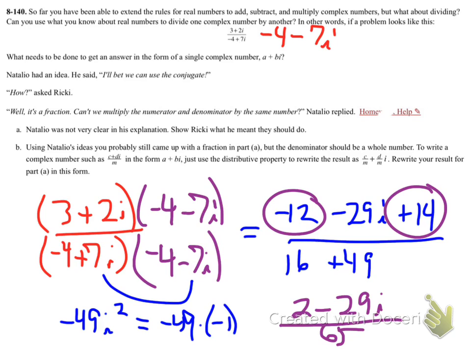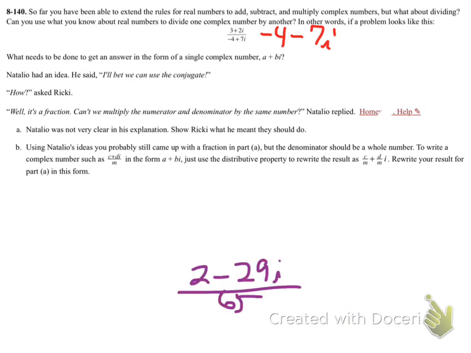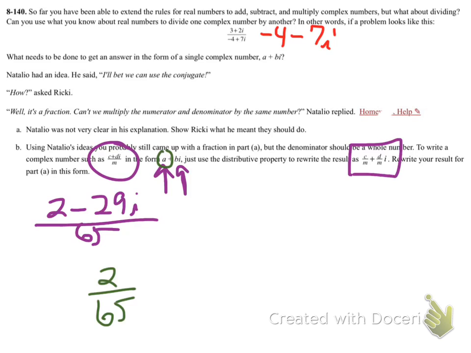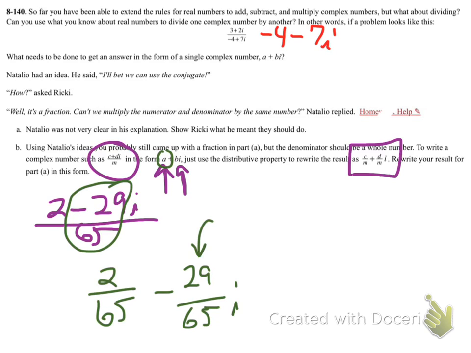Well, problem B then wants us to take that answer and switch it up. So if I take a look at what my answer was, it was this right here, 2 minus 29i over 65. But we want to switch it from this form into this, because we want to get the A value, which is the real, and the B value, which is the imaginary part, and separate them. So I'm just going to break this into two separate fractions. One of them is going to be 2 over 65. That's the A part. And then negative 29 over 65i, that is then the B part.